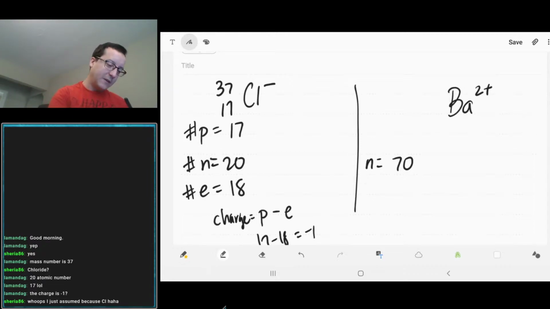So we're missing a few things. We don't have our protons or neutrons quite yet. We don't have the stuff to the left of the element symbol either. So let's go ahead and get those up there.